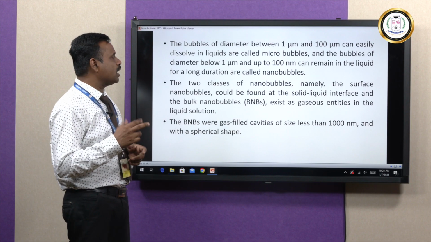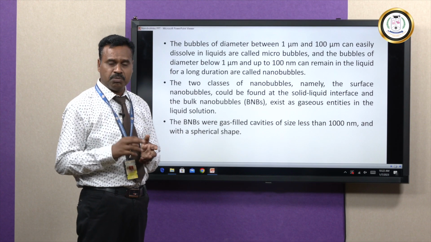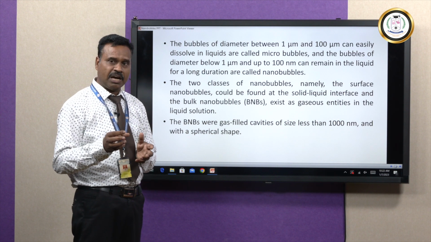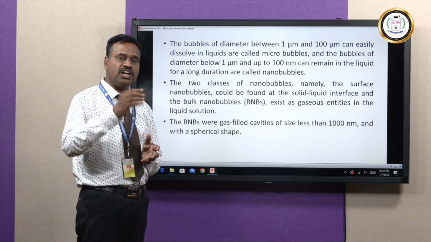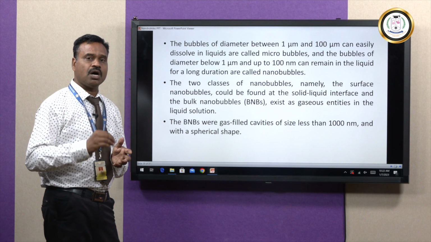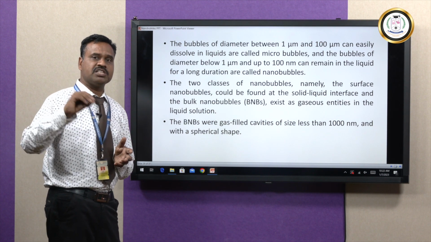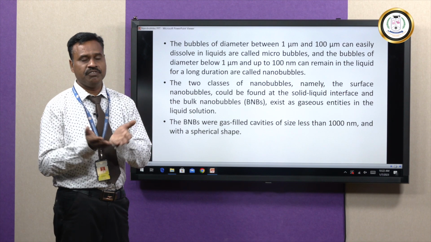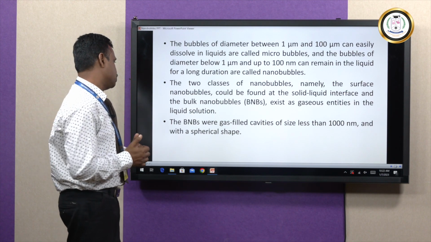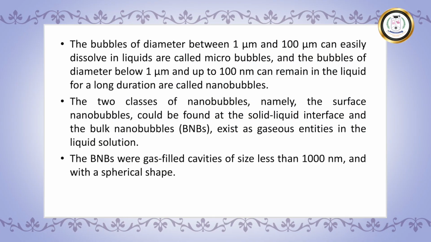Okay. So the two classes of nanobubbles are called bulk nanobubbles and surface nanobubbles. The bulk nanobubbles are the gases created within the liquid itself. Surface nanobubbles are created between the gas particles and the surface, that is, the container which is holding the water or any other liquid. So the bulk nanobubbles are the gas-filled cavities.